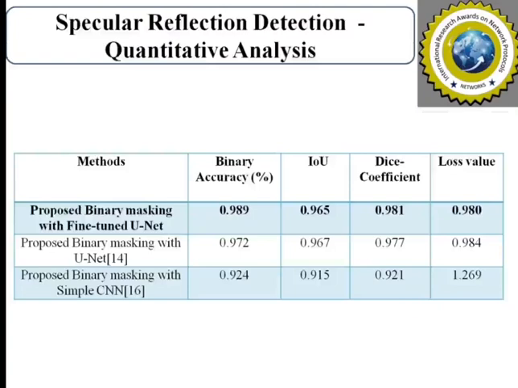Based on the binary masking and fine-tuned U-Net model, the binary accuracy is 98.9% and the intersection over union is 96.5. It is compared to other deep learning models like U-Net and a simple CNN model. Based on that, the fine-tuned U-Net model along with the binary masking gives the highest performance for SR detection.